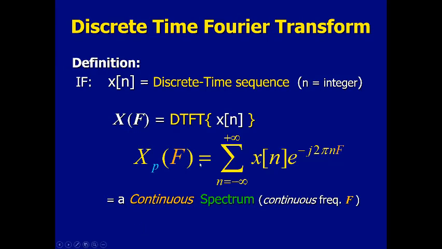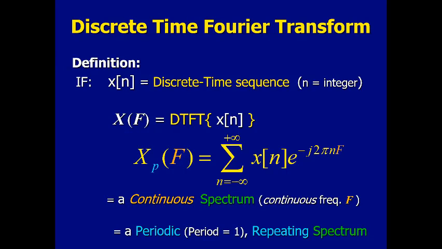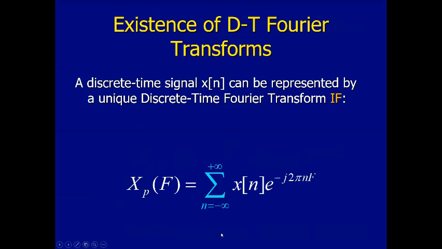It's a continuous spectrum, so we're using parentheses for frequency here, because it exists for all values of f, not just at particular discrete ones. It is, however, periodic and repeating, which is why we put our little subscript p in there, and the period is 1. Now, so that's our new transform.